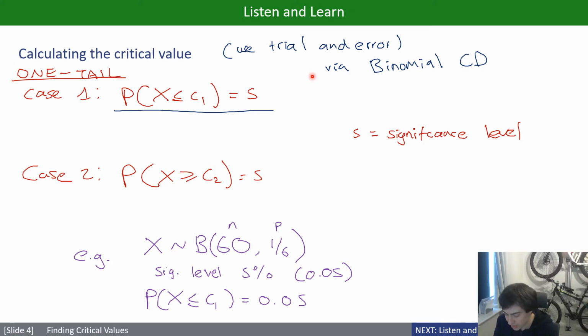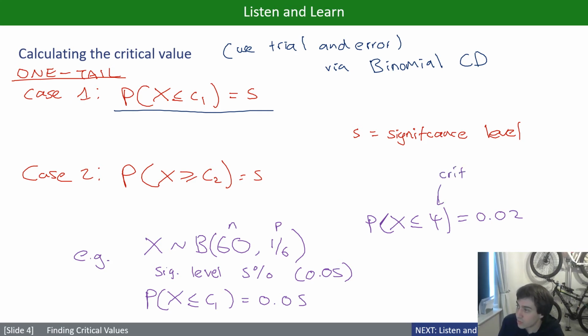So let's just try one less. Let's try 4. Okay, now I've got 0.02, right? So if I do the probability of x less than or equal to 4, that is 0.02. So that 4 is my critical value.